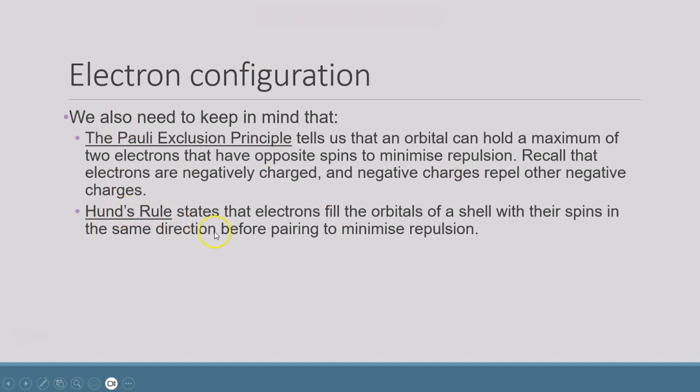Hund's rule tells us again that because electrons want to minimize repulsion, they're going to fill the orbitals of a shell with their spins in the same direction before pairing. This is a little bit difficult to explain without a diagram, so I will bring you back to Hund's rule as well as Pauli's exclusion principle in a moment with diagrams.